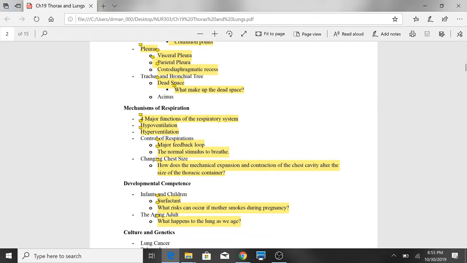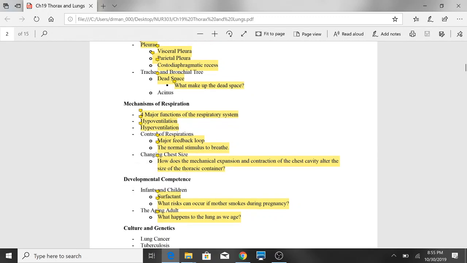So developmental considerations, emphasis in children, surfactant. This is needed for inflation of the air sacs, to keep the air sacs inflated, and usually present by 32 weeks. So some of the risk factors that can occur if mother smokes during pregnancy: you're going to have a low birth weight, small head, and sudden infant death syndrome, which is known as SIDS.